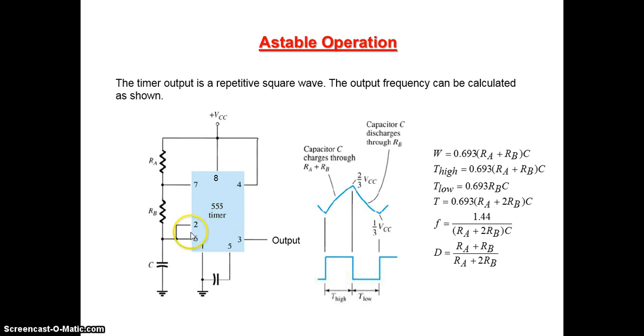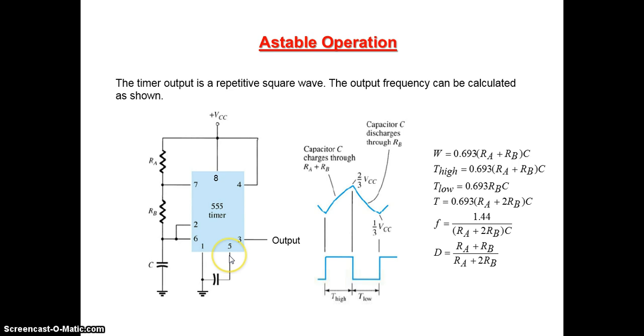So this is the diagram for the 555 timer working in Astable mode. This is your 555 timer IC. Along with that we have three extra components, two resistors and one capacitor, RA, RB and C. RA is connected between pin number 8 and 7. 8 is VCC, 7 is the discharge. And RB is connected between 7 and 6. 2 and 6 are shorted and we have the capacitor.